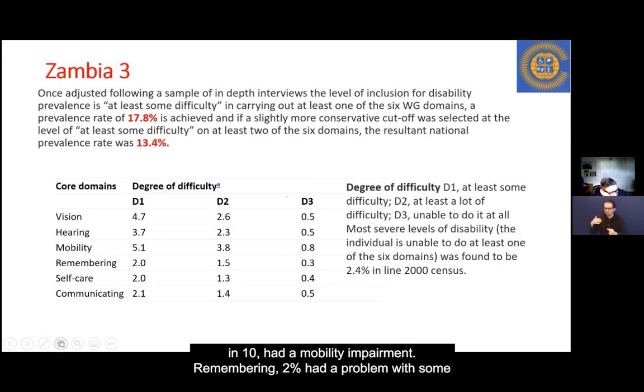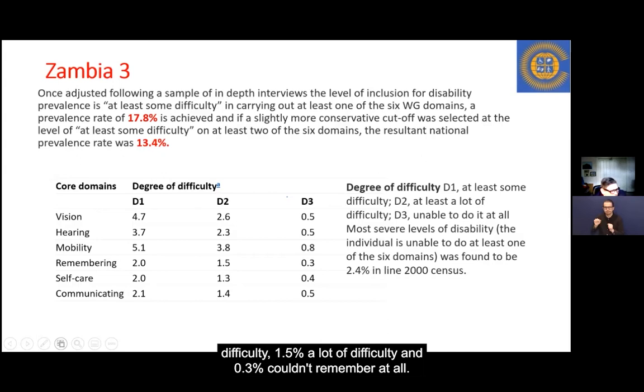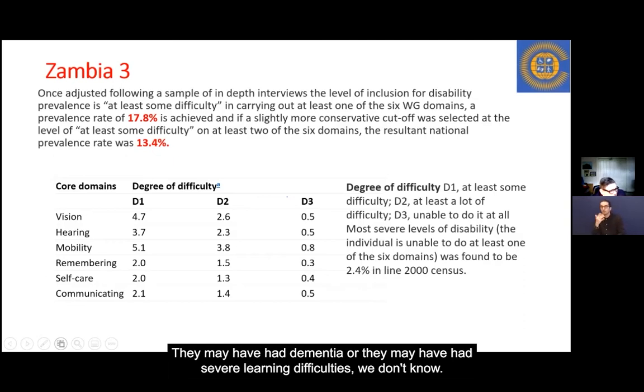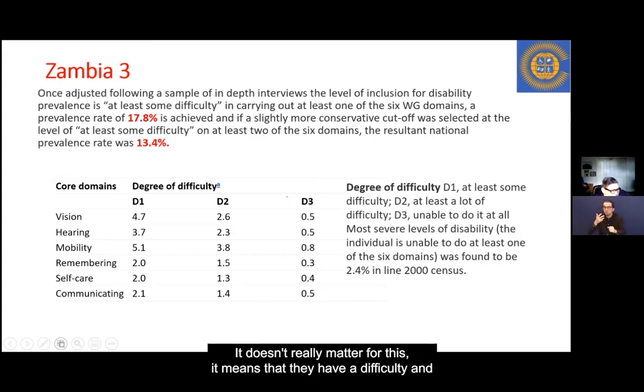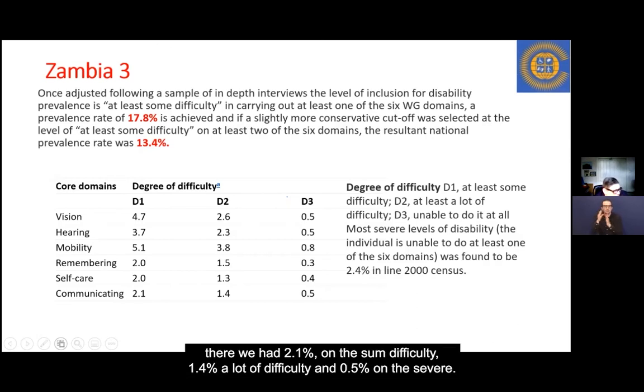Remembering, 2% had a problem with some difficulty, 1.5% a lot of difficulty, and 0.3% couldn't remember at all. They may have had dementia, or they may have had severe learning difficulty. We don't know, and it doesn't really matter for this. It means that they have a difficulty and they're facing barriers. Self-care, that was washing all over or dressing. 2% some difficulty, 1.3% a lot of difficulty, and 0.4% couldn't do it at all and would really require personal assistance or family care. And then communicating as well, there we had 2.1% on the some difficulty, 1.4% a lot of difficulty, and 0.5% on the severe.